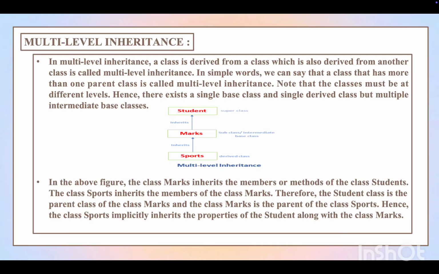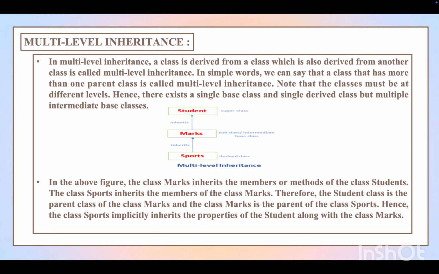Next, multi-level inheritance. In multi-level inheritance, a class is derived from a class which is also derived from another class. In simple words, we can say that a class that has more than one parent class is called multi-level inheritance. Hence, there is a single base class and single derived class but multiple intermediate base classes.